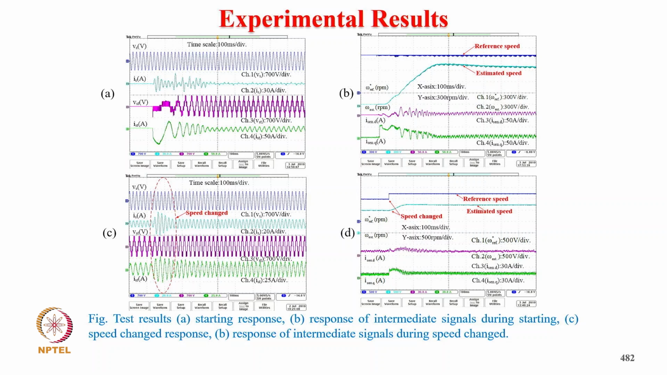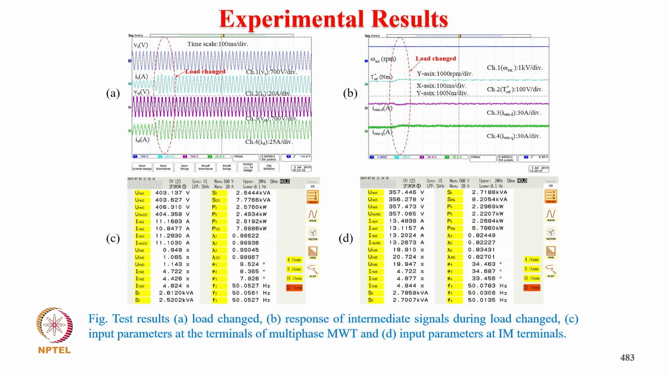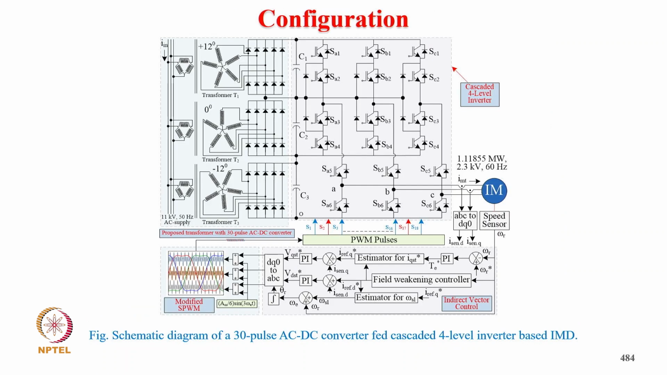Similarly, for the second case of speed change, first starting, then second speed change. And this is the case when load is changed: the supply voltage, supply current, and motor voltage, motor current, and typically the power factor 0.98, with a quite low THD of supply current of 4.4%, and the THD of the motor side current is also quite low.